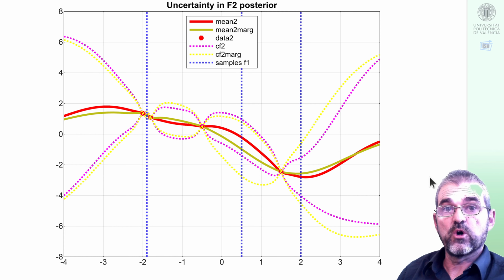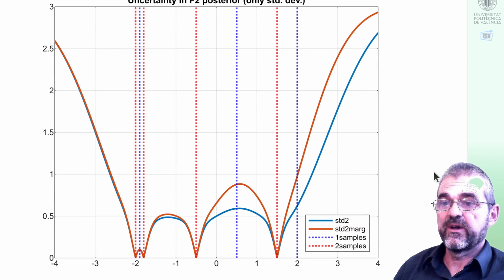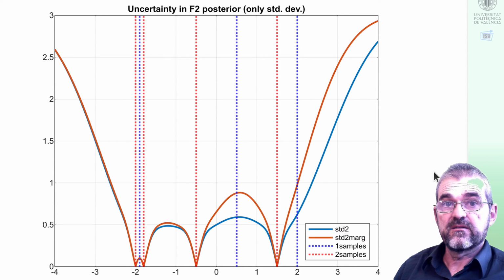Indeed, if we plot the standard deviation, we get that the red curve is the marginal standard deviation, which is very small at points in which I have a sample of the red function, but if I use the blue samples to predict function 2, the red one, then I get a smaller confidence interval of that improved prediction.